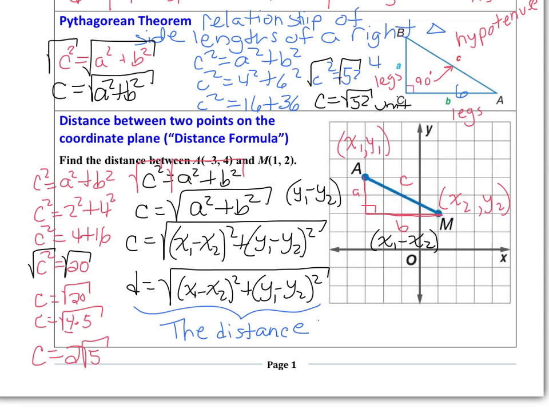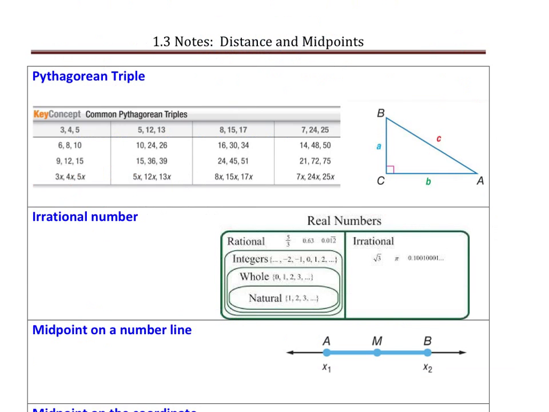And the distance formula is simply derived from the Pythagorean theorem. Okay, Pythagorean triple. I mentioned this briefly. Pythagorean triples are very special right triangles whose side lengths are all whole numbers.